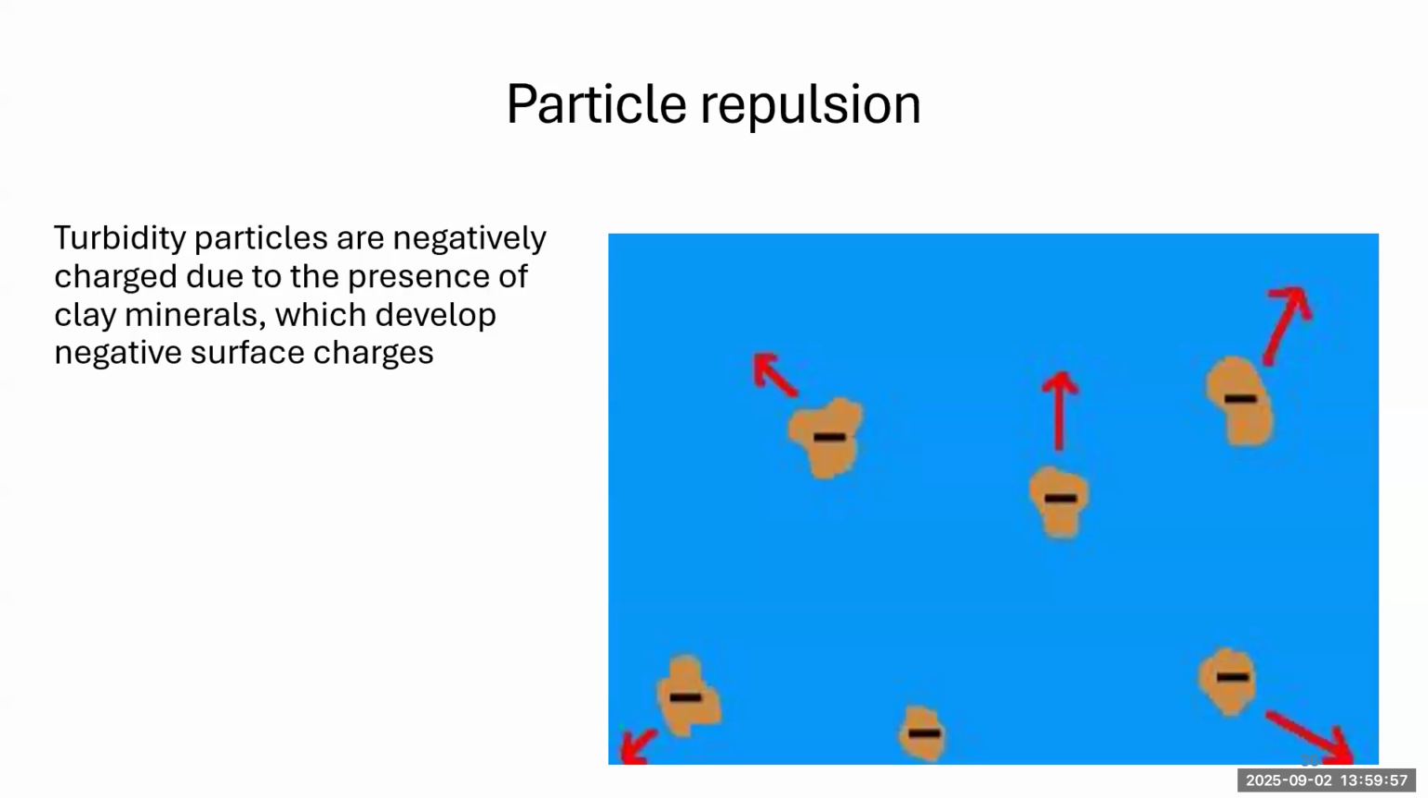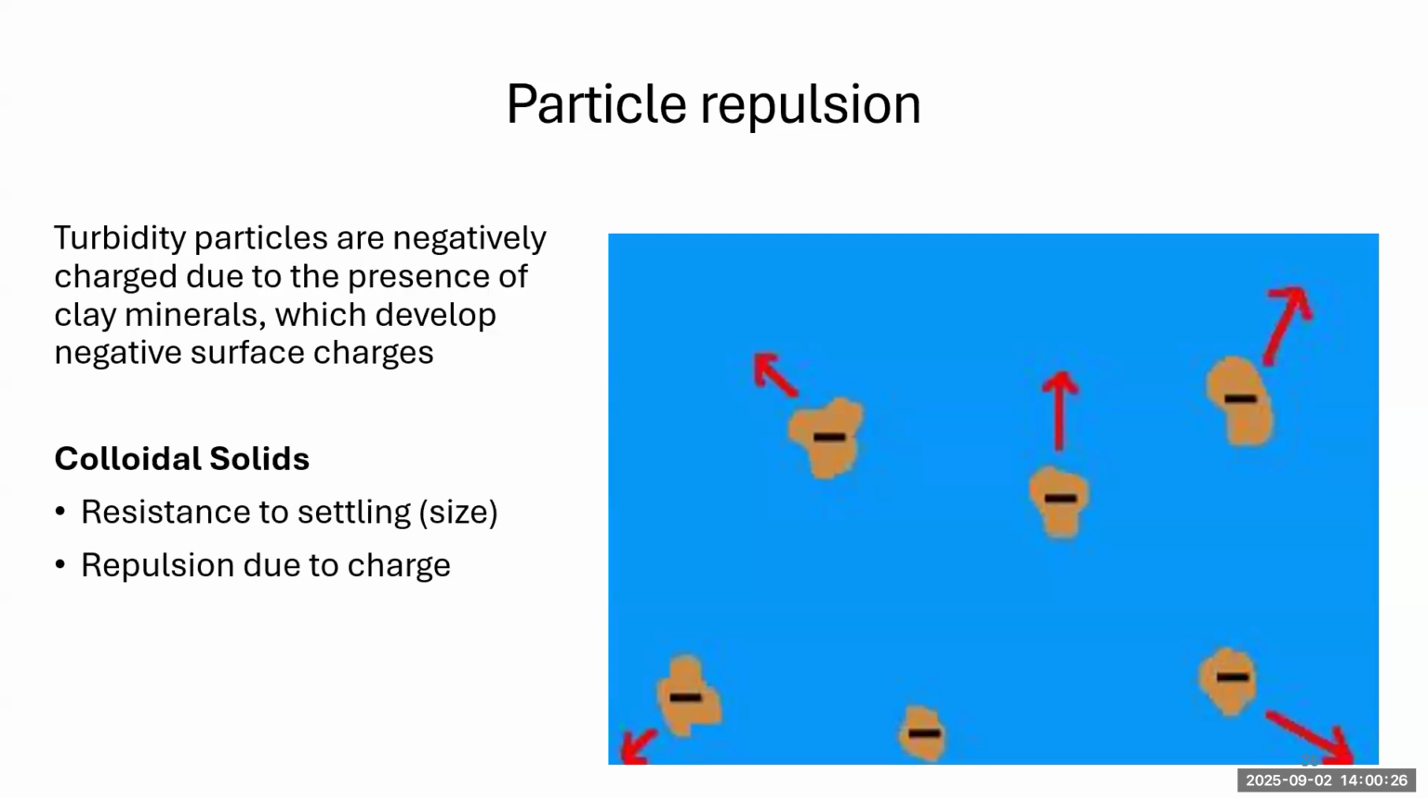To make matters a little more difficult, these small particles tend to repel each other. Particles of turbidity or colloidal particles tend to have a negative charge. This is primarily due to the clay minerals that are mixed in with the water source, and there's a little chemical process that causes them to be negatively charged. So they repel each other. With colloidal solids that we're trying to remove in the treatment process, not only will they resist settling because of their size, but they also repel each other. There's electrostatic repulsion going on.